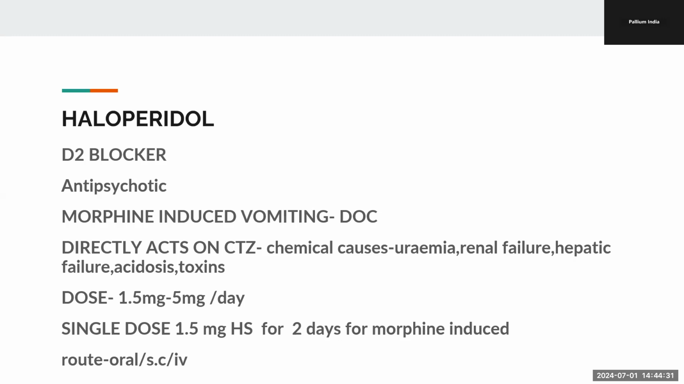So when you start a patient on morphine and the patient is getting vomiting because of morphine alone, you can give a single dose of haloperidol. Very commonly, we use metoclopramide because it has a lot of other actions also. But if you think that the patient is having vomiting only because of opioids, then you can give haloperidol. The thing that should strike your mind is that haloperidol acts directly on the CTZ. Opioids also act on the brain, the CTZ. Okay.